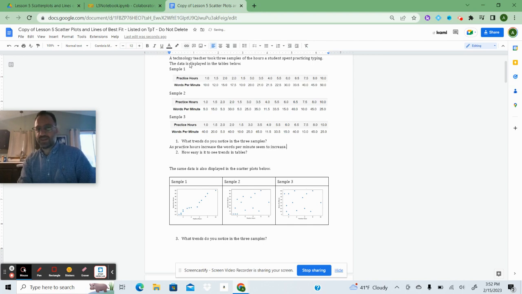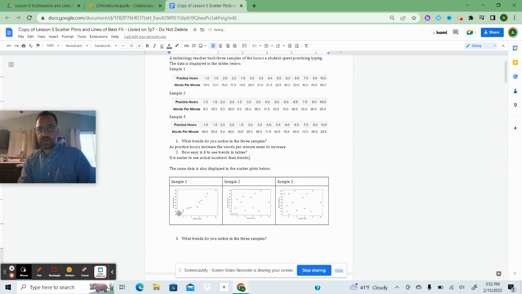And that's easier to see in the actual table. So how easy is it to see trends in the table? So really it's not as easy to see trends. It is easier to see actual numbers than trends.